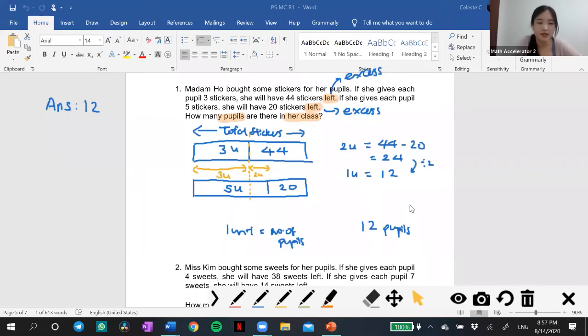Not 2 ways, but 2 types of asking you. So 2 types of questions that they might ask you. So everything else is the same, but the last part here, how many pupils are there in her class? Yeah, they might change it up and ask you how many stickers did she buy. Okay? So take note of the last question that they ask you.